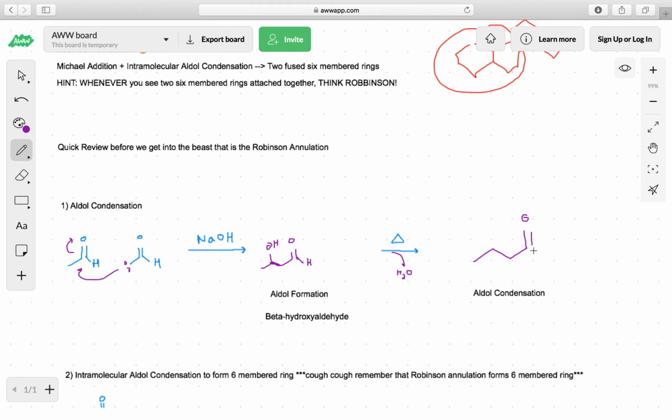And if you guys remember from the previous video, this proceeds by an E1CB mechanism. So what's going to happen is some base is going to come along and grab off this proton and push this over here to form a carbanion. So it's going to look like this. And what this carbanion is going to do is an E1CB reaction. So it's going to come over here and kick off this OH minus. So what that will leave you with is this product over here.